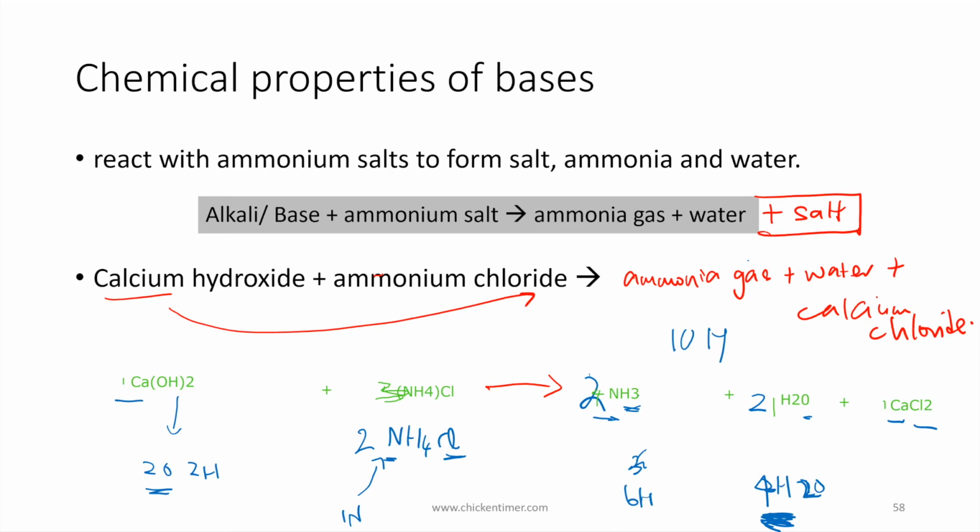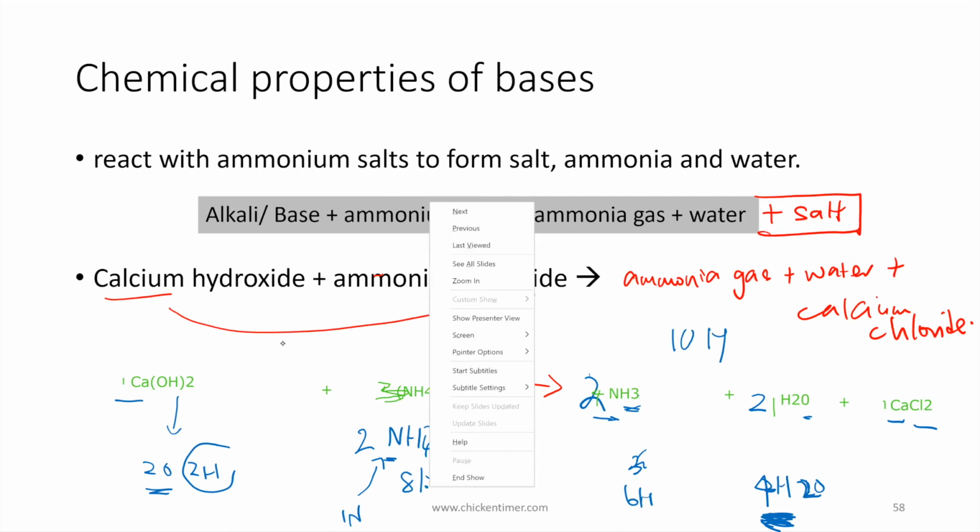So then you count on the left hand side, there's 2 hydrogen here and 8 hydrogen here. So total also 10. Then that means it's balanced already.